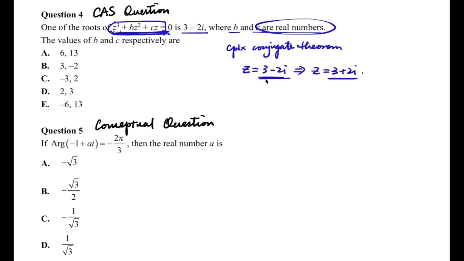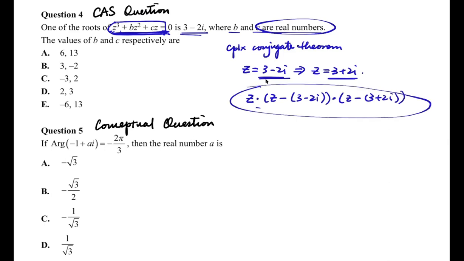From this expression to a solution, you need to factorize. Then from factorized form to general form, you are thinking of, okay, z times bracket z minus 3 minus 2i times bracket z minus 3 plus 2i. So your target is to expand this expression here. Now, with our CAS calculator, you are able to do so easily. Let's have a look.